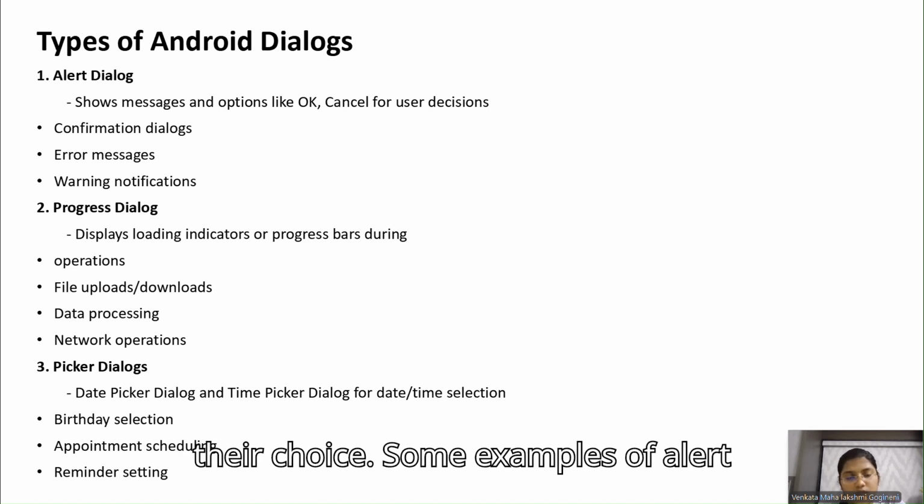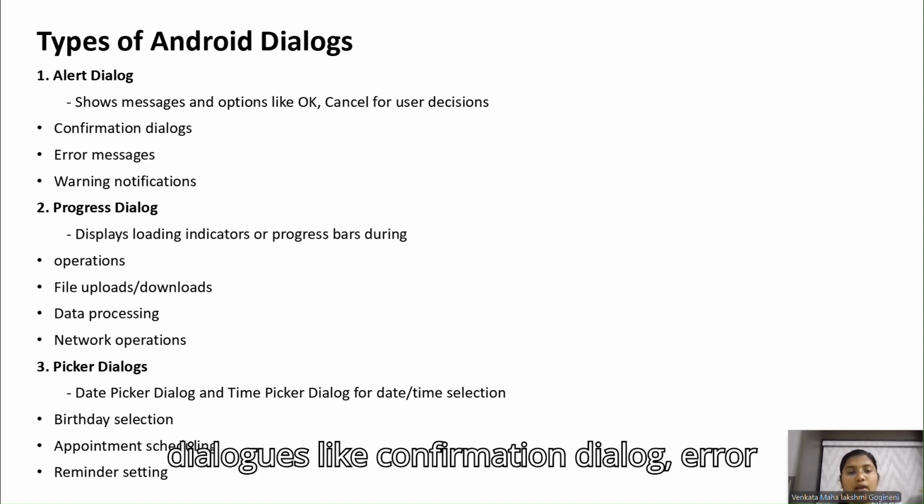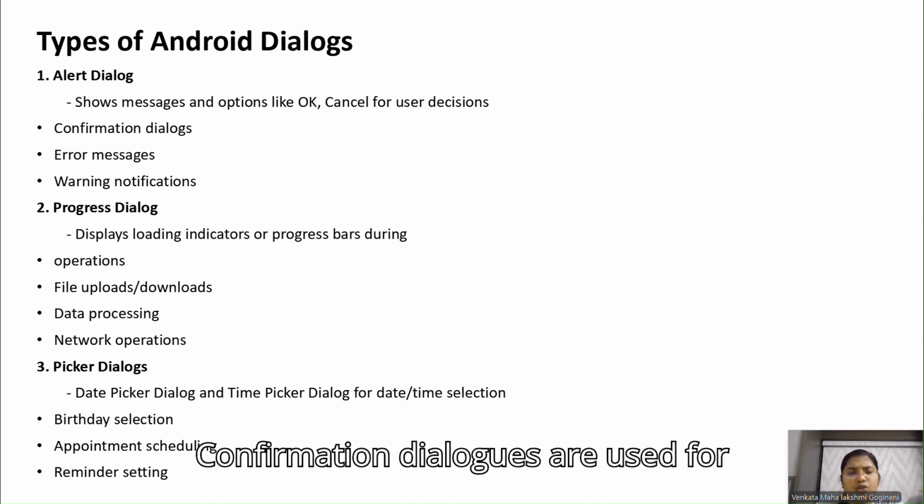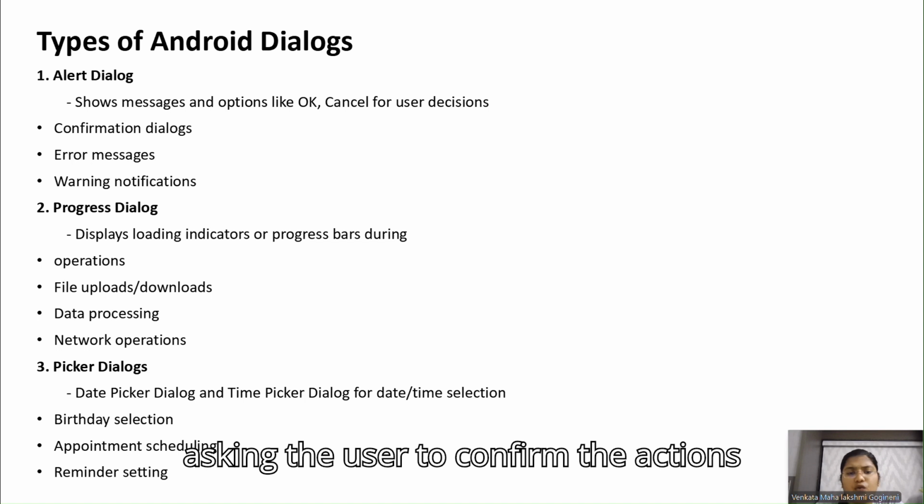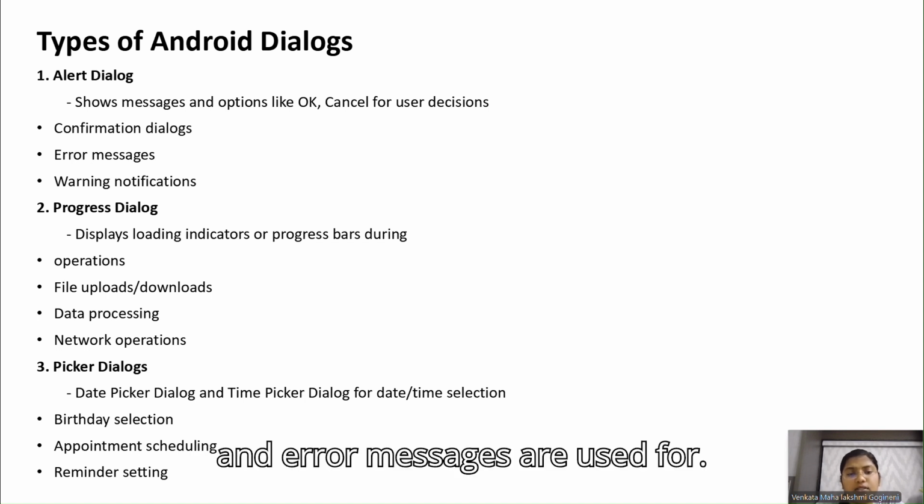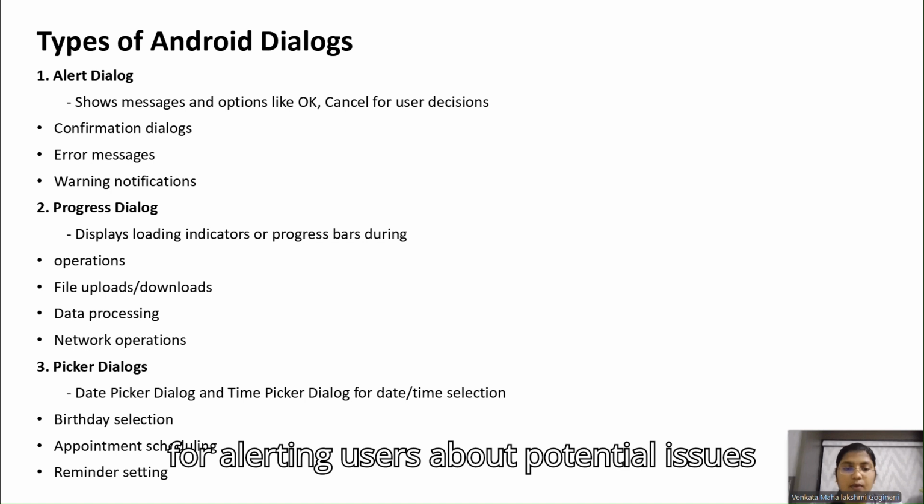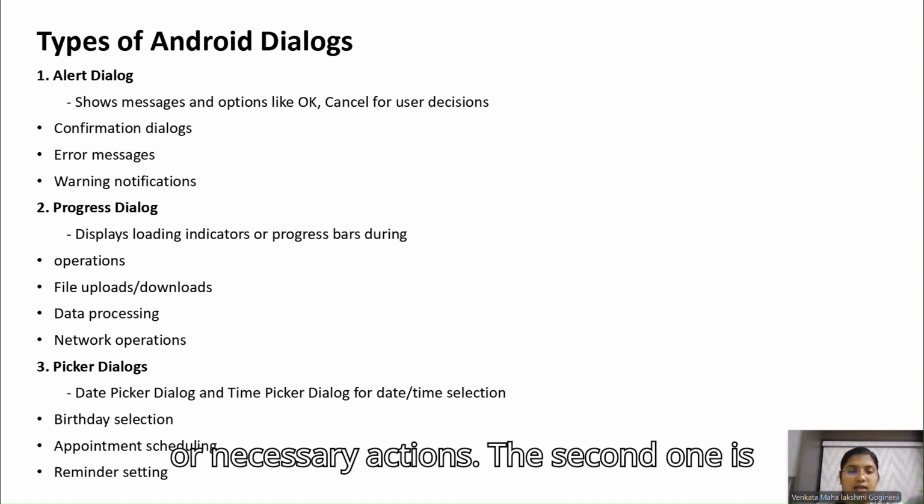Some examples of alert dialogues are confirmation dialogs, error messages, and warning notifications. Confirmation dialogues are used for asking the user to confirm actions, and error messages are used for informing the user of issues or mistakes. Warning notifications are used for alerting users about potential issues or necessary actions.